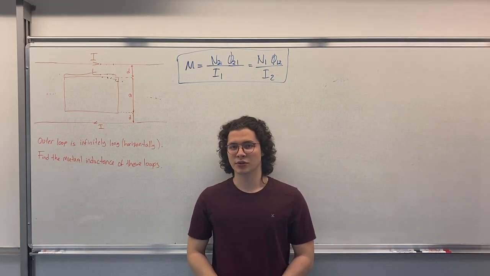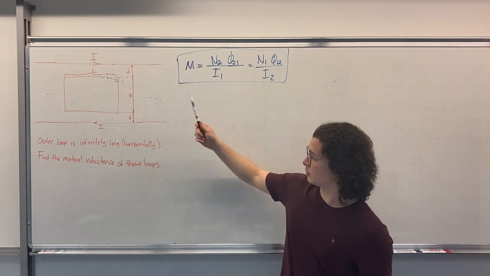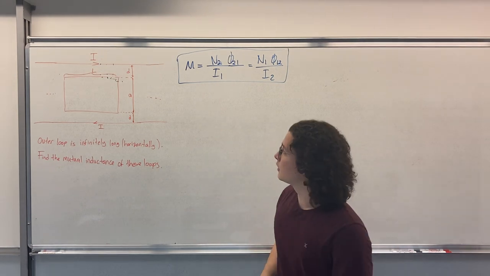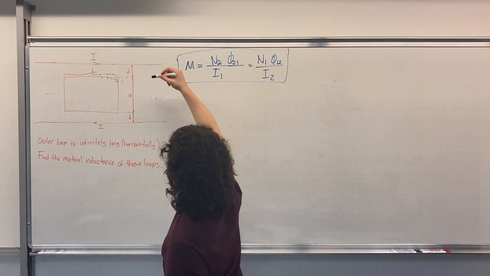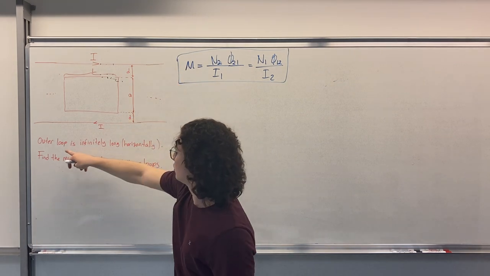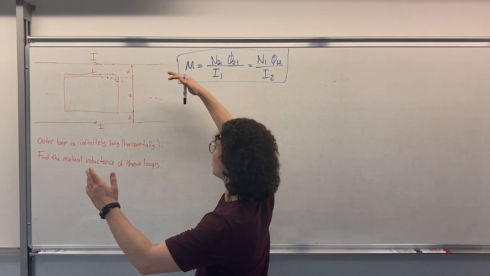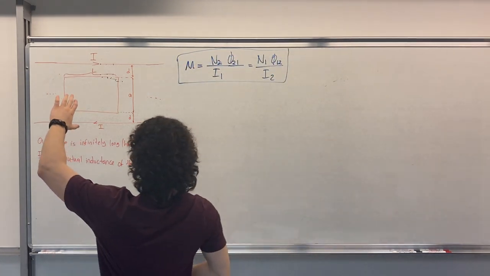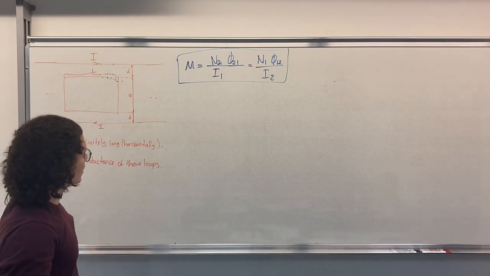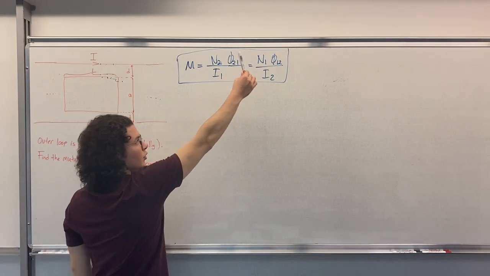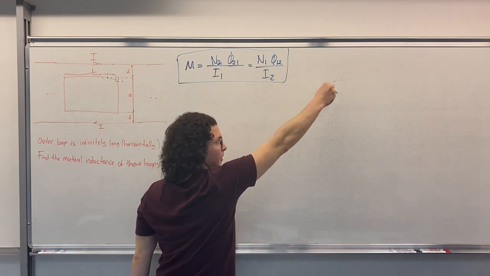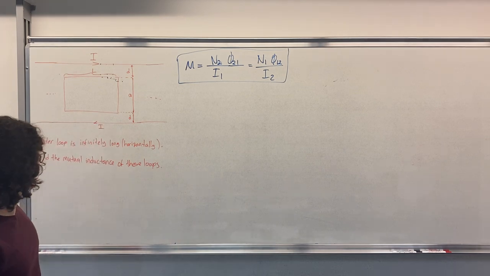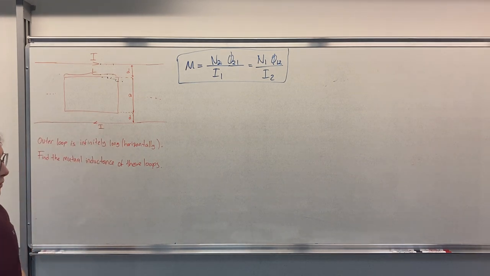Hello guys, so today we will be solving a problem from mutual inductance. Here we have a system which contains two loops. The outer loop is infinitely long horizontally, so it goes like this and connects here and from this side too. This means the horizontal parts and the vertical parts here don't contribute to the electromagnetic flux here. So we are asked to find the mutual inductance of these loops.